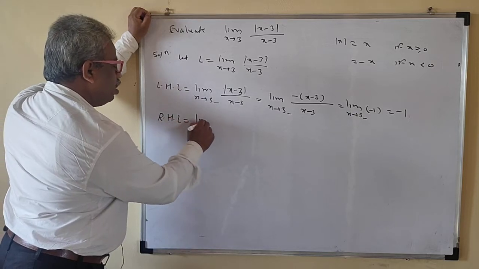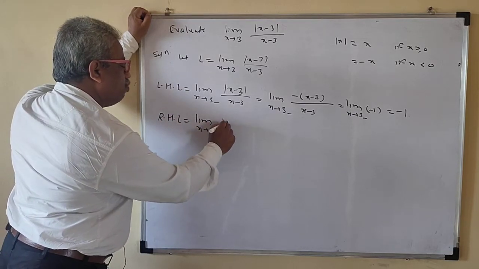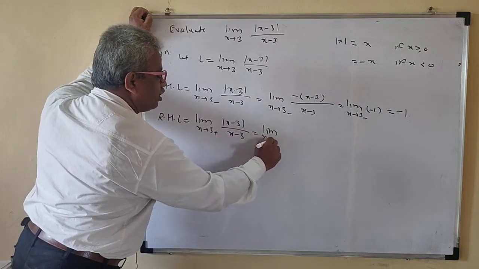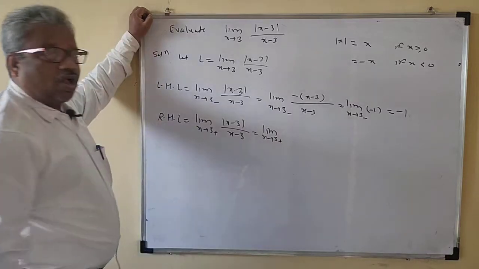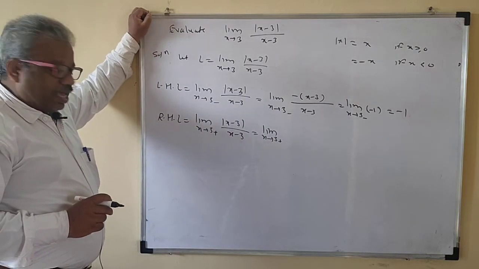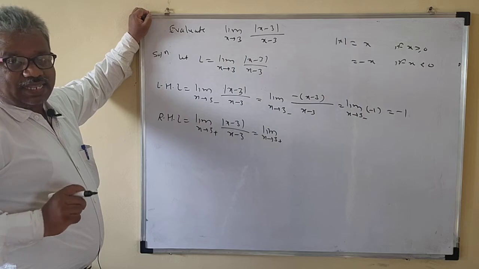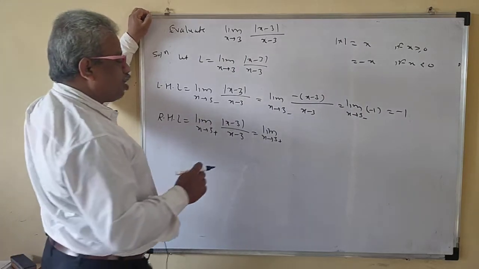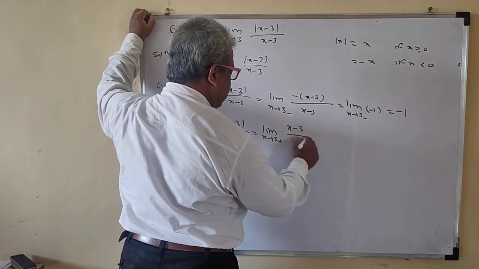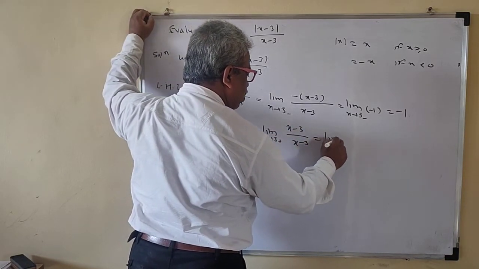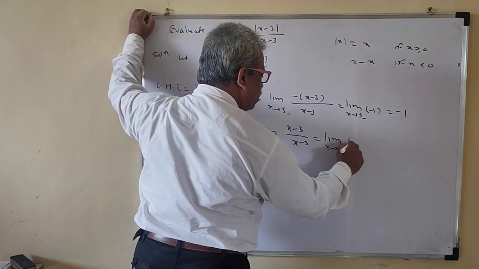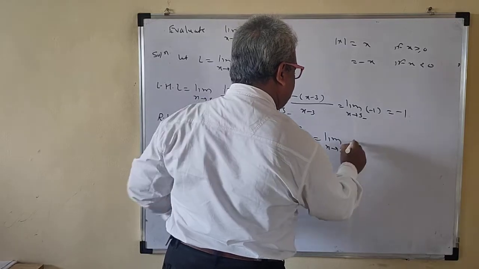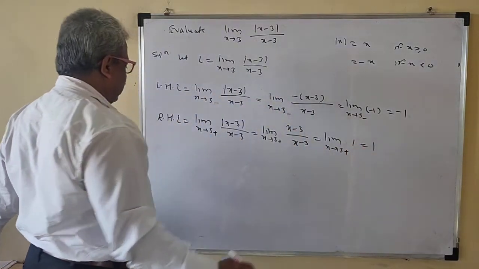Now we'll take the right hand limit. Limit x tends to 3 plus, mod of x minus 3 upon x minus 3. x tends to 3 plus means x is greater than 3, so x minus 3 is positive, and mod of a positive number is itself. So this is x minus 3 upon x minus 3, which is 1. So the right hand limit is 1.